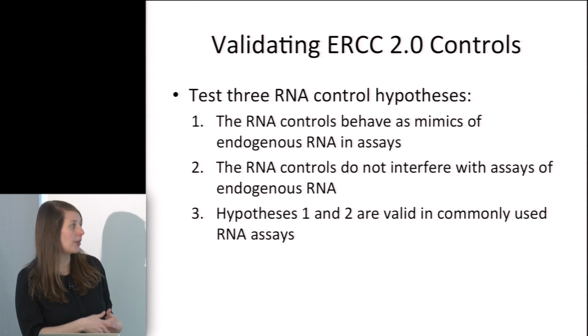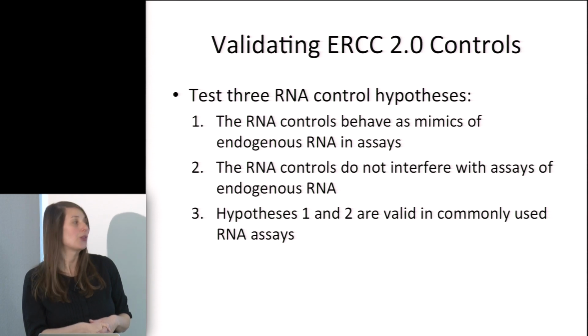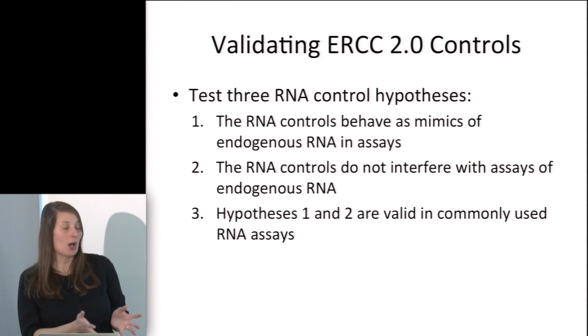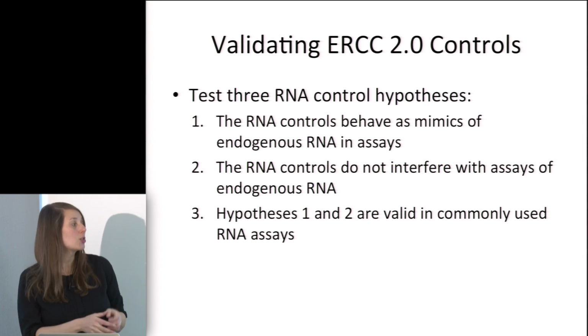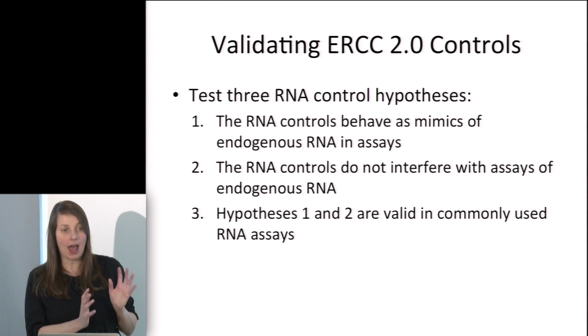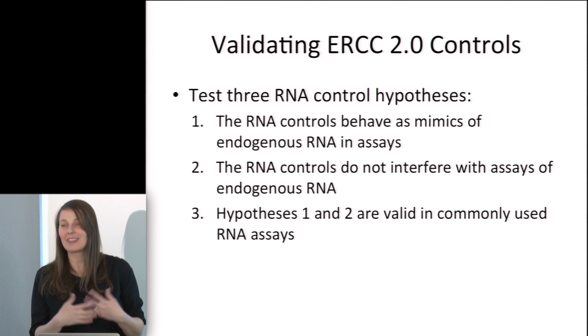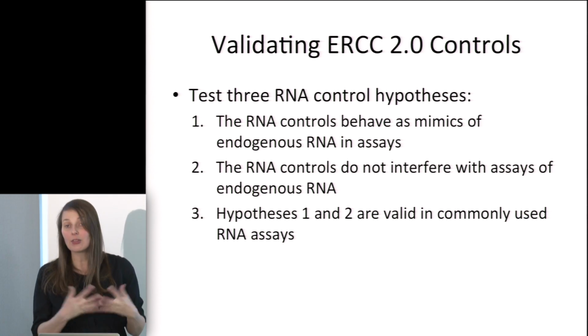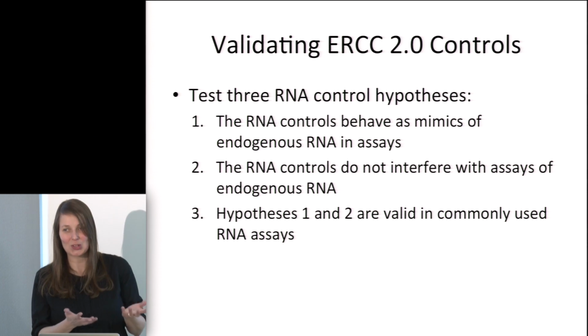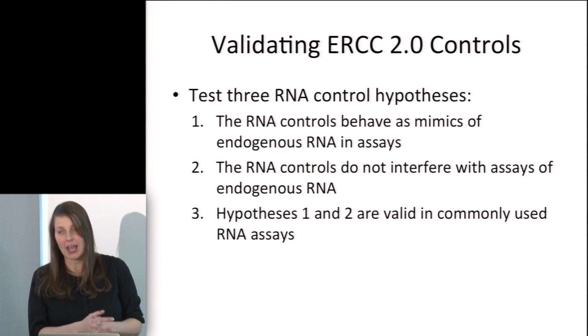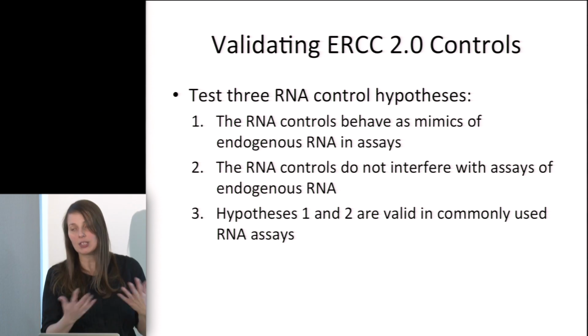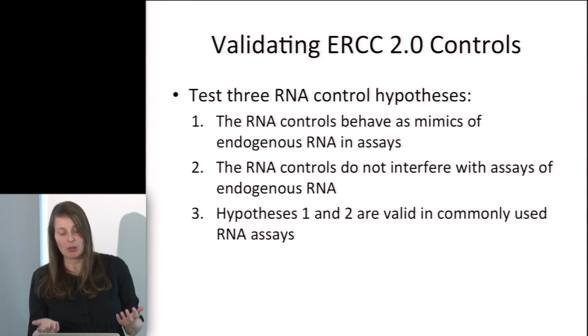So during our process of developing the ERCC 2.0 controls, our intention is to validate these controls by testing these 3 RNA control hypotheses. First is that the RNA controls behave as mimics of endogenous RNA in assays. Second, the RNA controls do not interfere with the assays of endogenous RNA. And the third hypothesis is that these first 2 hypotheses will be valid in any commonly used RNA assay. And this is where the multi-laboratory testing using multiple platforms will allow us to validate this hypothesis.